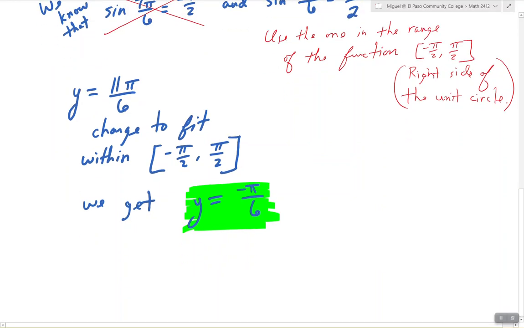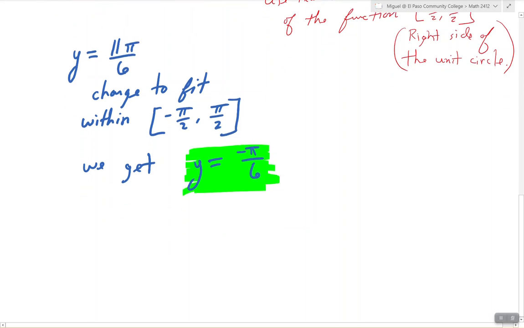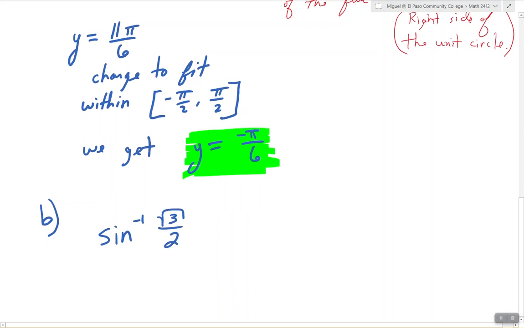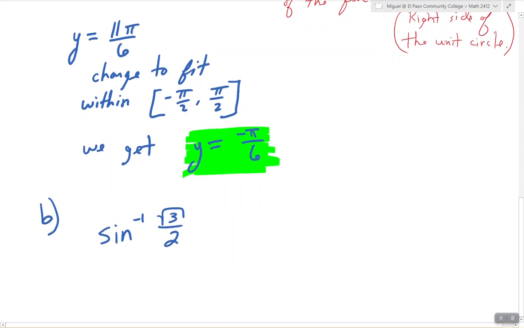Okay, any questions on that? And that is really the trickiest part about these, okay? That's the trickiest part of it, really, once you start getting the hang of it. B: inverse sine of square root of 3 over 2. So inverse sine means the same thing as arc sine. So think of this as arc sine of square root of 3 over 2.